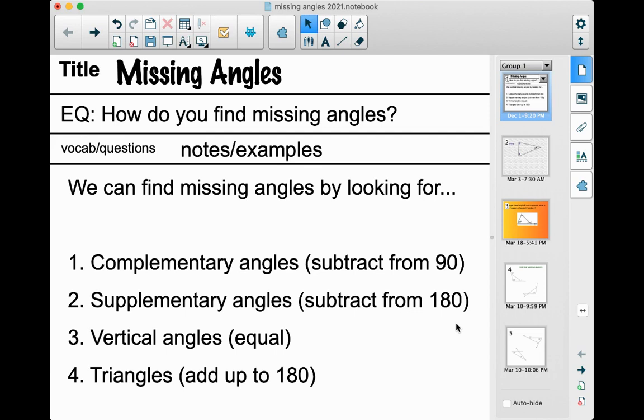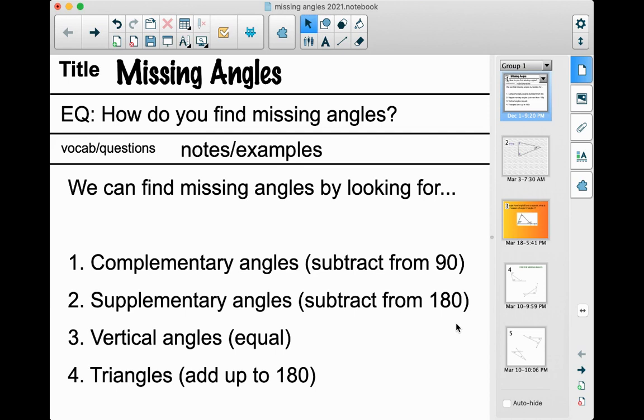Okay. So we can find missing angles by looking for these four things. So first thing I want you to do, pause the video here, write down these four things in your notes. This is going to be our checklist of things to look for as we go through these problems. You can solve every problem we do today, both in class and in the homework, by looking for these four things. So one, you're going to be looking for complementary angles.